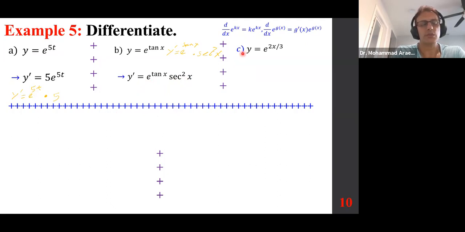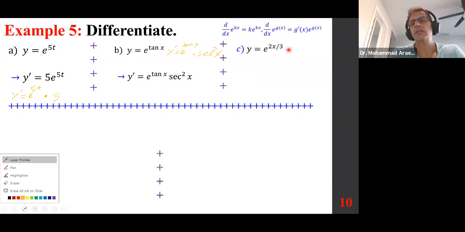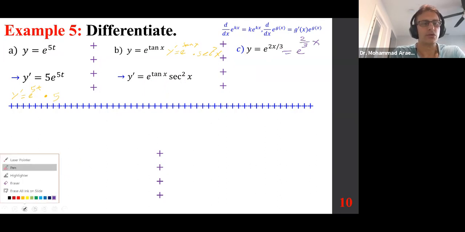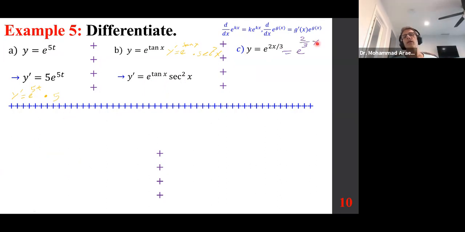For this one, I think it's pretty obvious, but the only change I want to make sure everybody can see is that this is the same as writing e to the power of 2/3 x. So I want you to see that. Therefore, the answer is itself, e to the power of 2/3 x, and then you need the 2/3 which sits in front, and you're done. Okay, very simple, everybody.